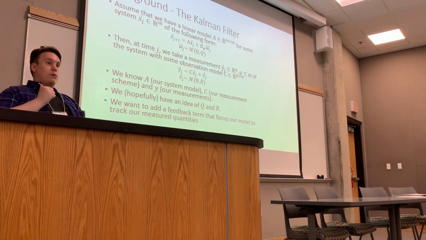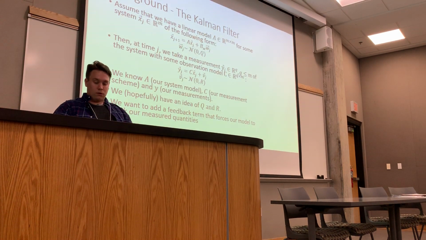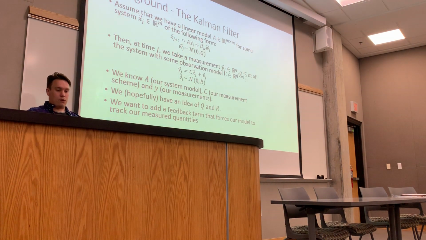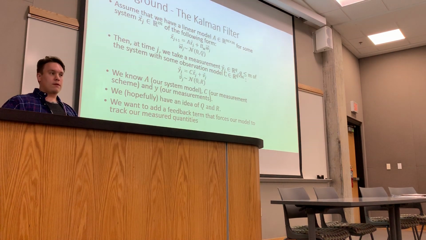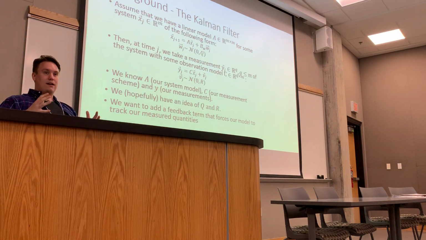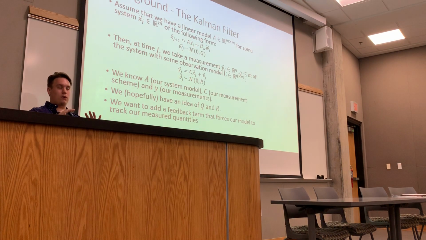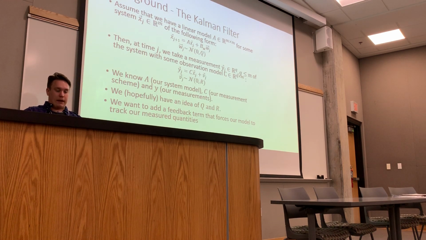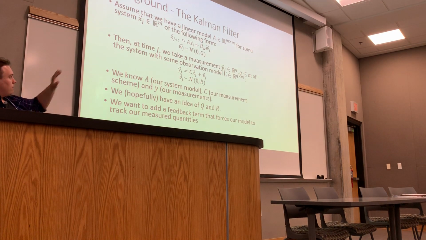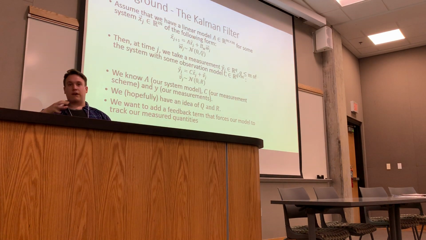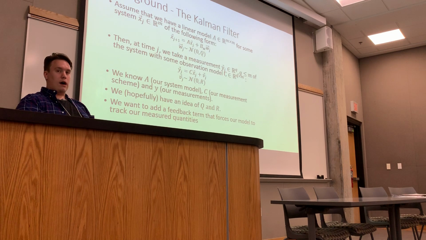So, we know what A is, because A is what our model is. We know C, which tells us how we're actually going to be measuring our system. And we know what we've actually measured. We know what the voltage is in our case. And we should have some kind of idea of the magnitude of these two uncertainty matrices, Q and R. We might not know exactly what they are, but we can get an idea. What we want is a feedback term that we can add onto our first term up there, that x_{j+1} term, that will give us a better estimate of what we're actually looking at.